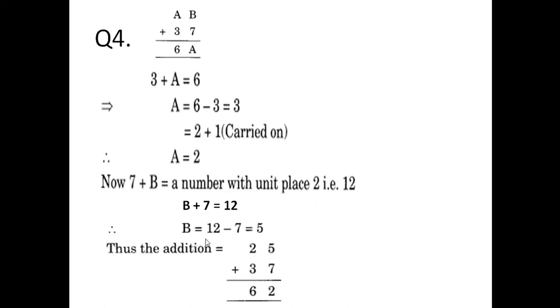So B equal to 12 minus 7 equal to 5. Okay, this is how we are solving this problem.